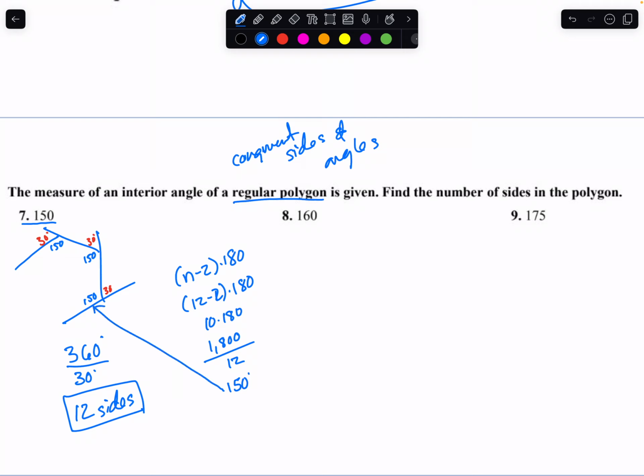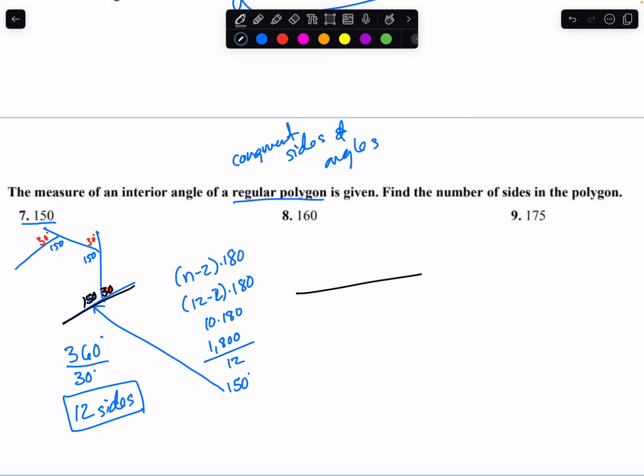So, if I know the interior angle, 150, I can find the exterior by subtracting it from 180, because the interior angle and the exterior angle will always form a linear pair. Once I know the exterior angle, all the angles on the outside will always add up to 360. So 360 divided by the measure of each angle on the outside tells me the number of sides.